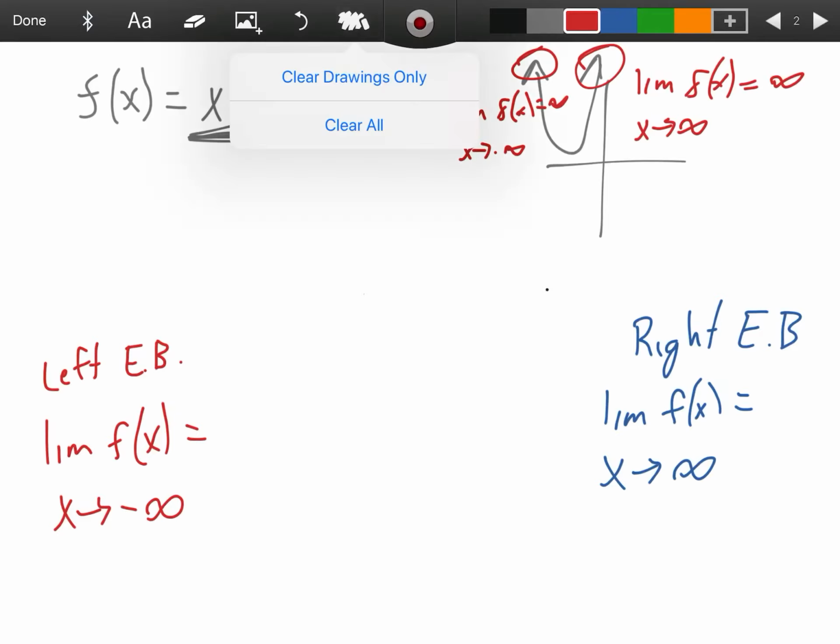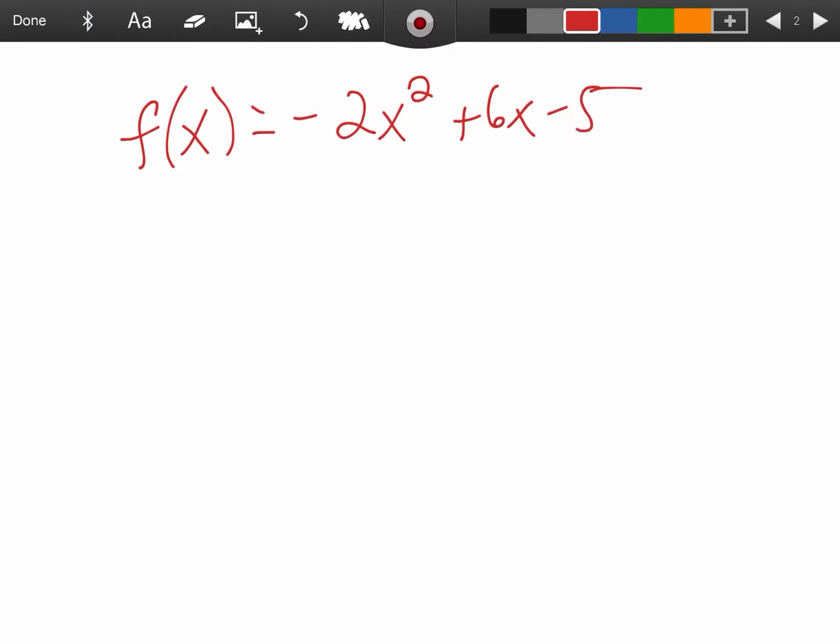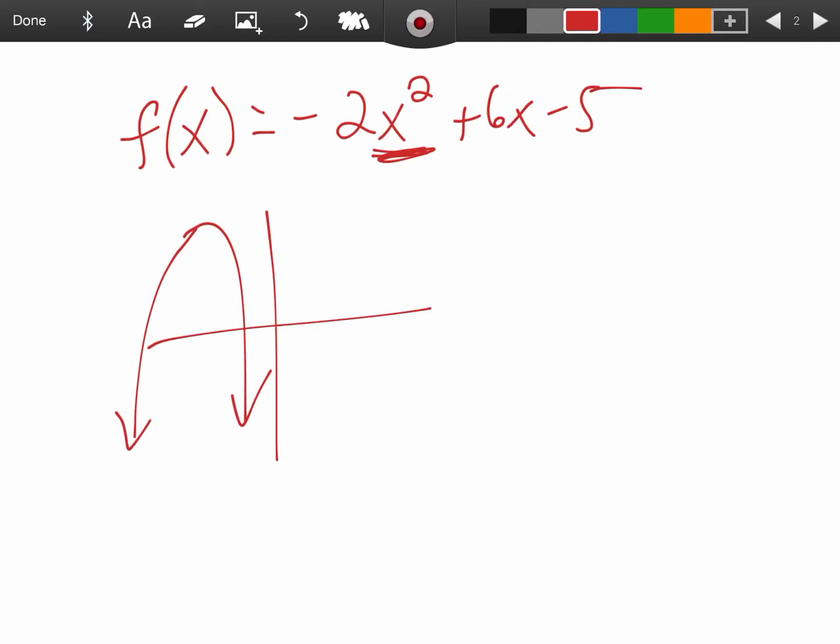All right, let's switch it up now. Let's take a look. Let's say, what if we have f of x is equal to negative 2x squared plus 6x minus 5. All right, a random function. But now we see it's still an x squared. Well, my leading term tells us if it's an even power, the arrows are going to be pointed in the same direction. In this case, it's multiplied by a negative 2. So guess what? They are both going to point down.